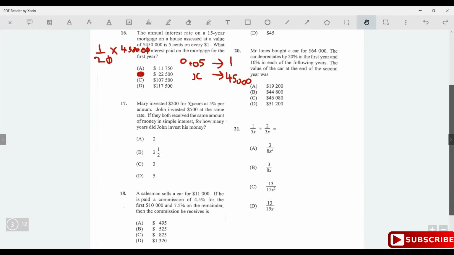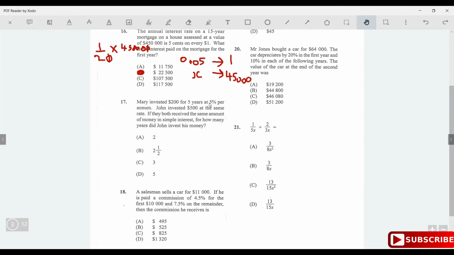Question 17. It says Mary invested $200 for 5 years at 5% per annum. John invested $500 at the same rate. If both of them received the same amount of simple interest, for how many years did John invest? You just have to remember the formula. So the simple interest for Mary is her principal of 200 times her rate of 0.05 times 5.